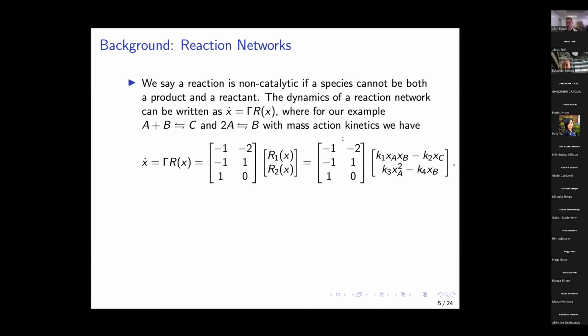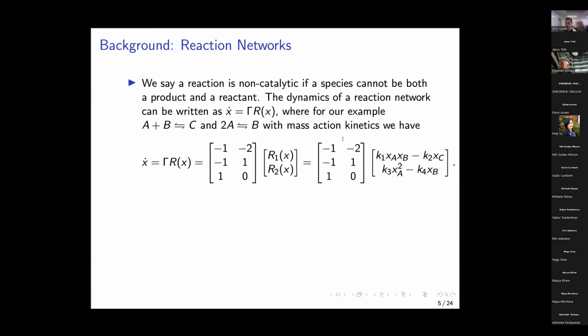And as I mentioned before, non-catalytic species are not both a product and reactant. Our results only apply to non-catalytic reactions. And so finally, we have a stoichiometric matrix. We talked a bit about reaction kinetics. Our result is about dynamical systems. The actual dynamics are going to be of the form x dot equals gamma r of x. So stoichiometric matrix times the reaction rates.